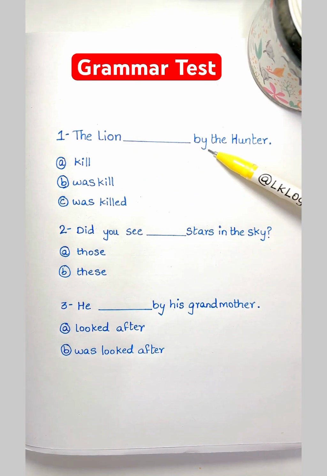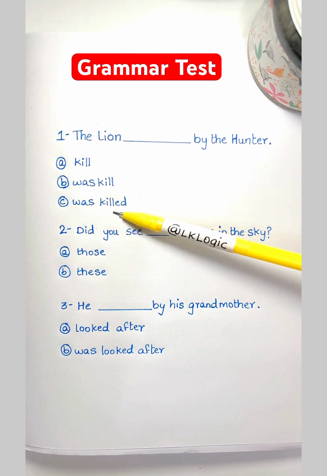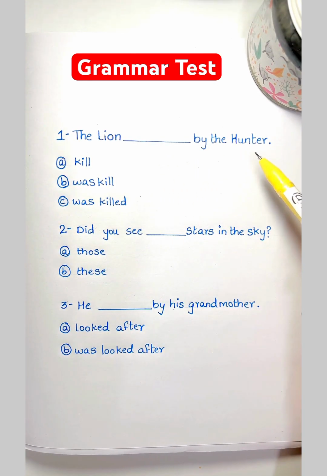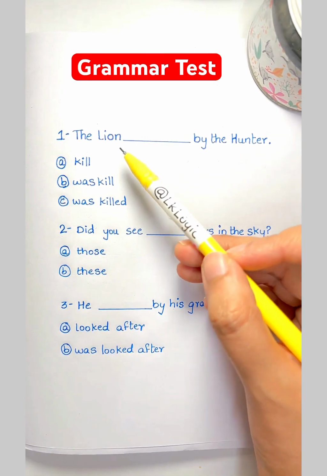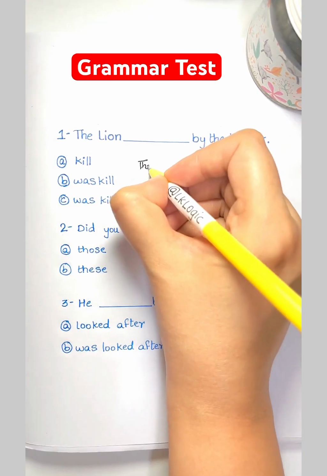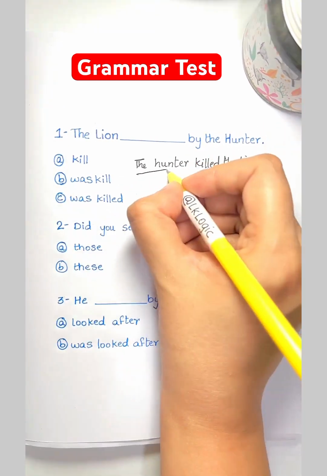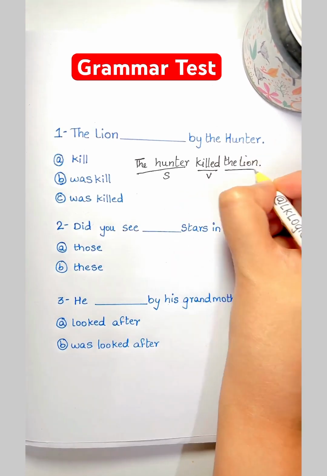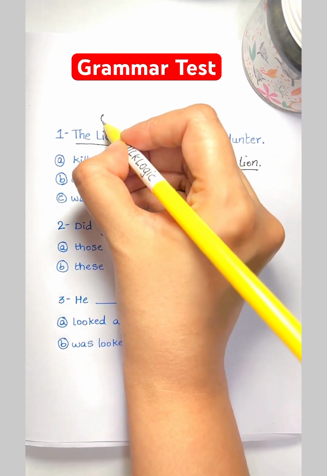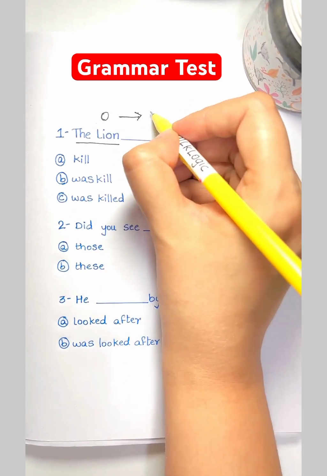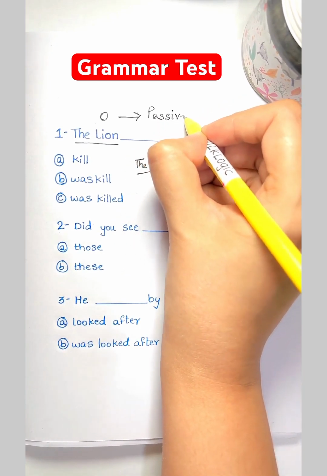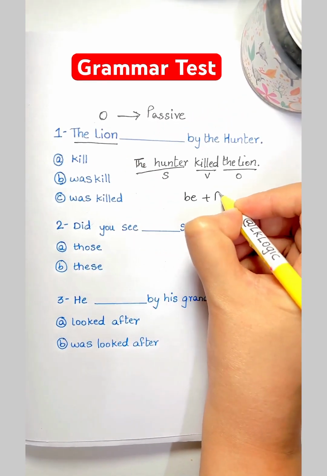Lion blank by the hunter. Kill, was killed. This is a passive sentence, so focus with me guys. Who killed the lion? The hunter, right? So the original sentence should be the hunter killed the lion. This is the subject, the verb, and this is the object. Here we start with the lion, that's the object. So always remember, you start a sentence with an object, it's passive. Passive is be plus past participle.